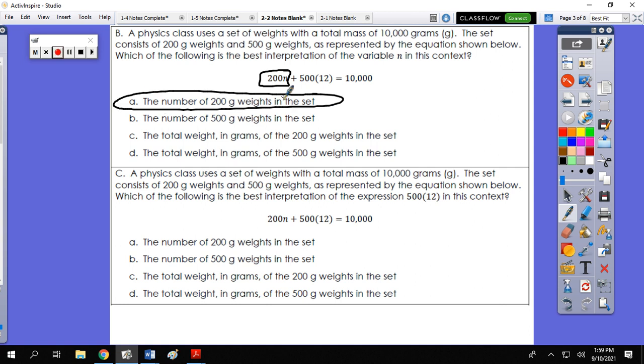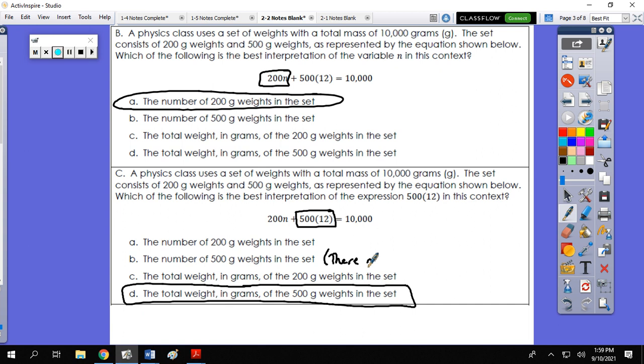Same question on part C, only now it's asking about what is the best interpretation of this term, 500 times 12? Well, that is indicating that there are 12 500-gram weights. So when we multiply the 12 and the 500-gram weights together, that would give us the total weight in grams of the 500-gram weights in the set. It's not the number of 500-gram weights because we already know that. There are 12 500-gram weights. How do we know that? Because that's the number attached to 500.